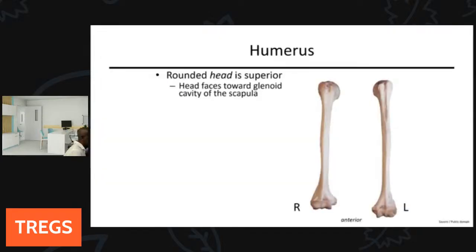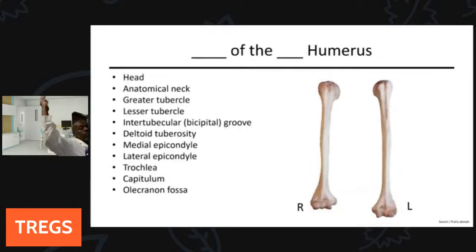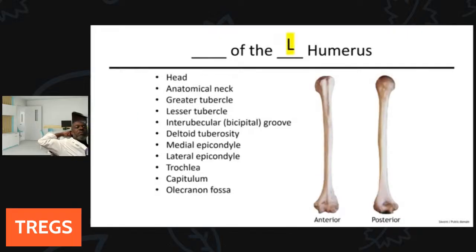The humerus has a rounded head, and that's going to point superiorly. The rounded portion is going to face medially because that's going into the shoulder joint against the glenoid cavity. When we look at the distal end of the humerus, notice the scooped out end. That portion that has a dip into it is going to be the posterior surface. The features listed here on the left are ones you need to identify on the humerus. In this example, we'll use a left humerus.